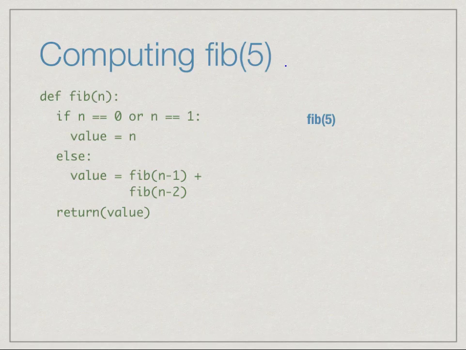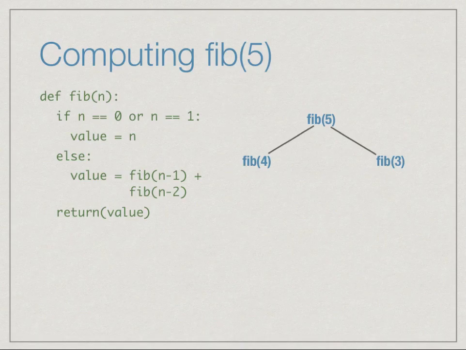So let's try to compute a value and see what happens. Supposing we want to compute Fibonacci of 5 using this definition. Fibonacci of 5 will go into the else clause and say we need to compute Fibonacci of n minus 1, namely 4, and n minus 2, namely 3. So Fibonacci of 5 leaves us with two problems to compute, Fibonacci of 4 and Fibonacci of 3. So we do these in some order. Let's go left to right.